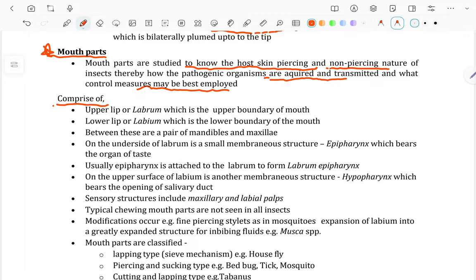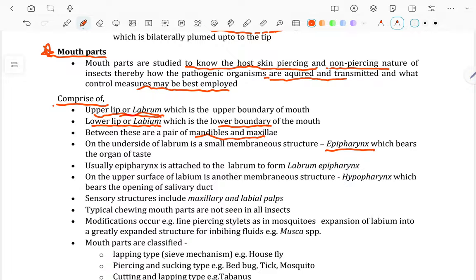Comprises the upper lip or labrum, which is the upper boundary of the mouth. Lower lip or labium, which is the lower boundary of the mouth. Between these are a pair of mandibles and maxillae. On the underside of the labrum is a small membranous structure, epipharynx, which bears the organ of taste.